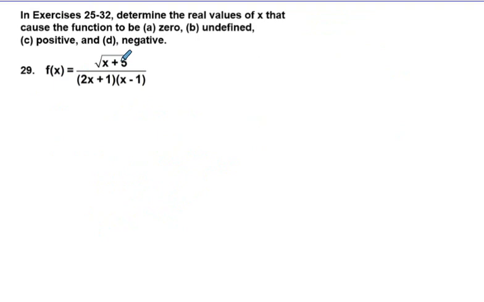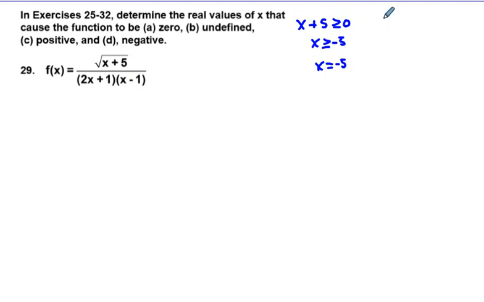We have f of x equals the square root of quantity x plus 5, over the denominator, quantity 2x plus 1 times quantity x minus 1. So I'm going to set the numerator equal to 0. What I'm going to do is just say x plus 5 has to be greater than or equal to 0. So x has to be greater than or equal to -5. And so x equals -5 is one of our critical numbers.